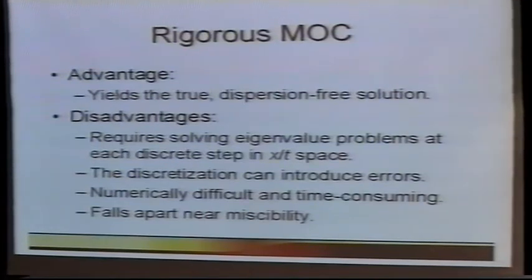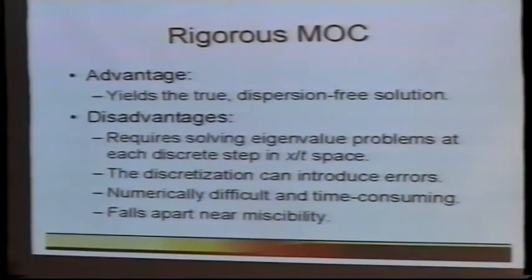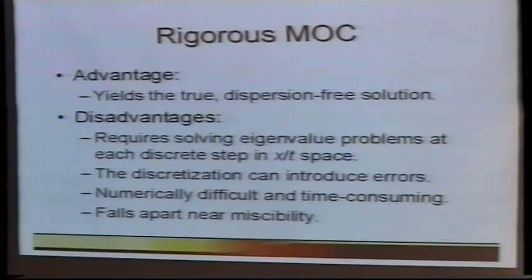But it has disadvantages. It requires solving a set of eigenvalue problems at every discrete step along the composition path. And the discretization itself could introduce numerical errors. You don't know how many discrete steps it's going to take to approximate this path. And of course, at each step, at each point, you've got to solve this system of eigenvalue problems. That makes it kind of numerically difficult and time-consuming. It can chew up a lot of computer time.